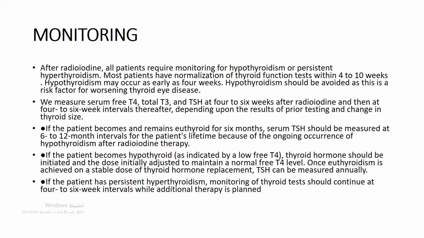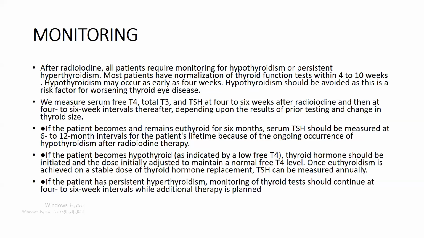Measure serum free T4, total T3, and TSH at 4 to 6 weeks after radioiodine, and then at 4 to 6 week intervals thereafter, depending upon the result of prior testing and change in thyroid size. If the patient becomes and remains euthyroid for 6 months, serum TSH should be measured at 6 to 12 month intervals for the patient's lifetime because of ongoing occurrence of hypothyroidism after radioiodine therapy.